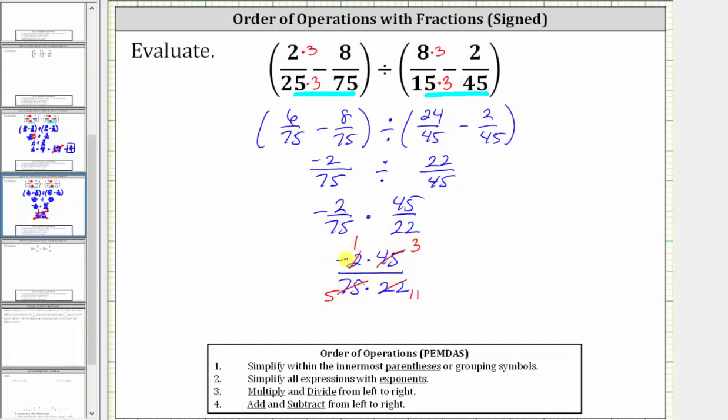And we can't forget about the negative here. -1 times 3 is -3. In the denominator, we have 5 times 11, which is 55. The given expression simplifies to -3/55.